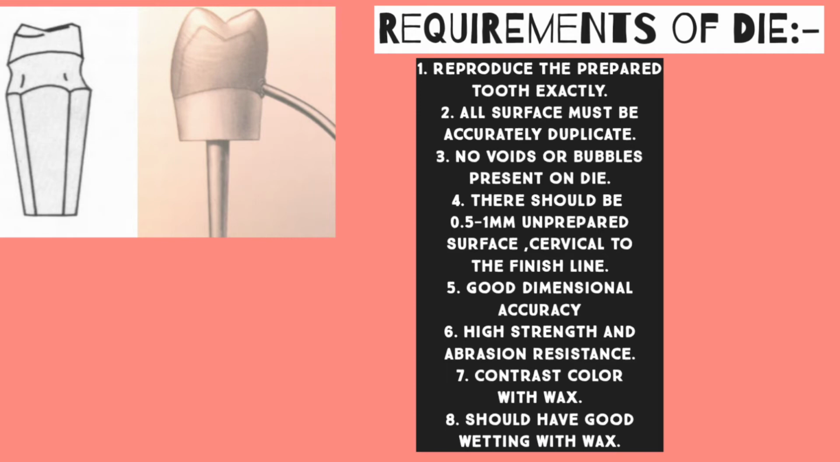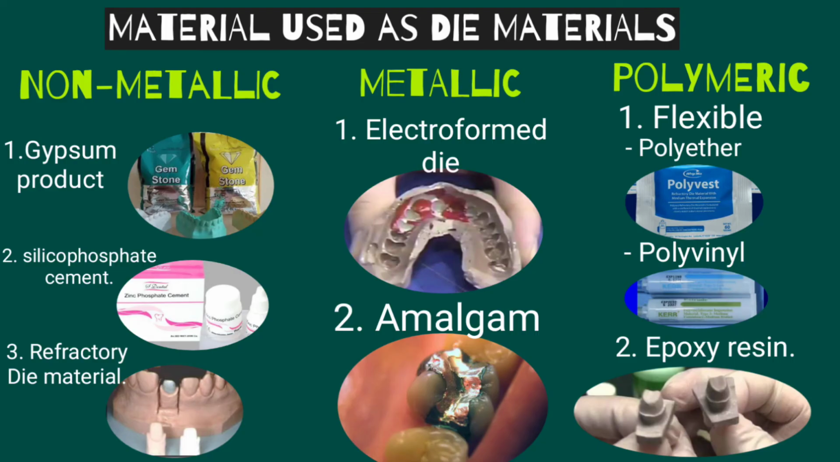So now we will discuss the materials used as die material. What material are we using for making a die? There are three types of materials. First is non-metallic, in which we have gypsum products, silicophosphate cement, and refractory die material. Second is metallic, in which we have electroformed die and amalgam. Third is polymeric, in which we have flexible materials like polyether and polyvinyl, and epoxy resin. So these are the materials we are using for making a die.